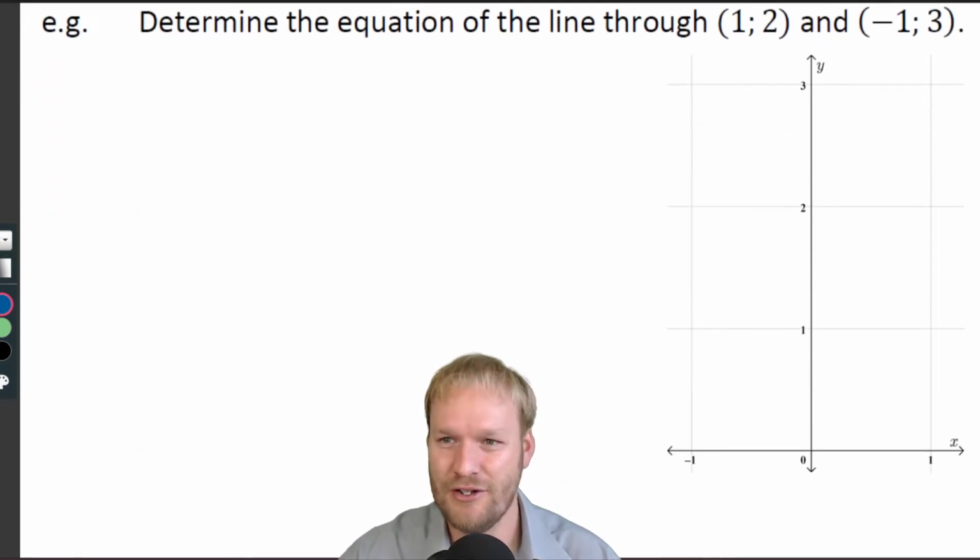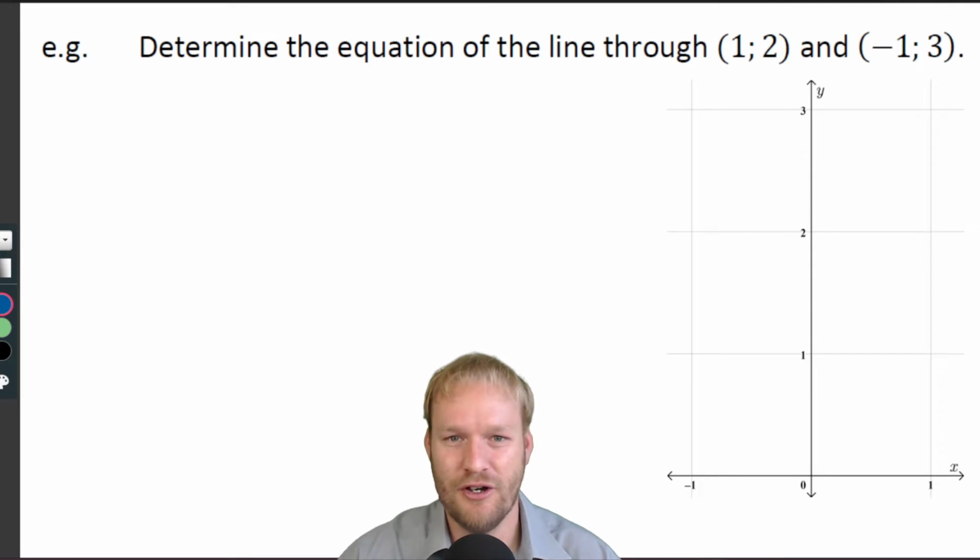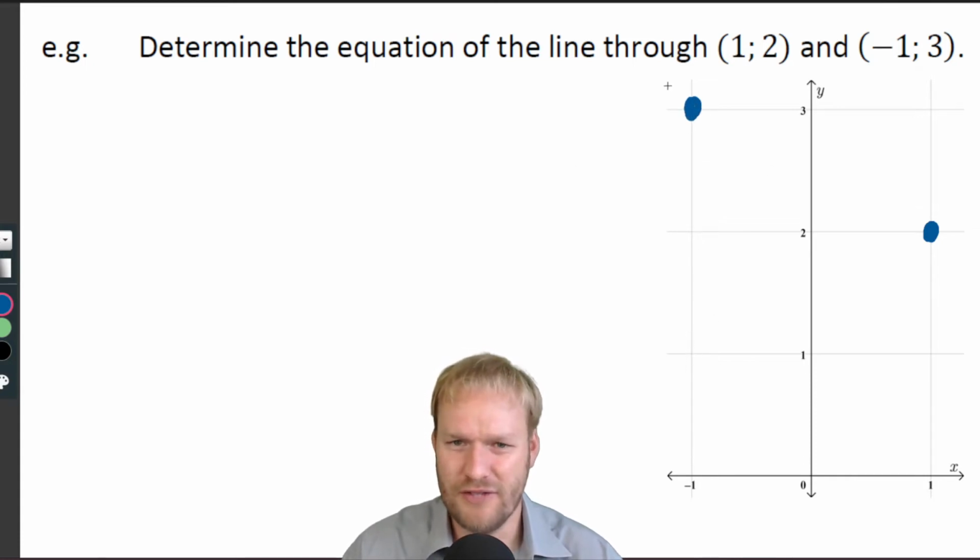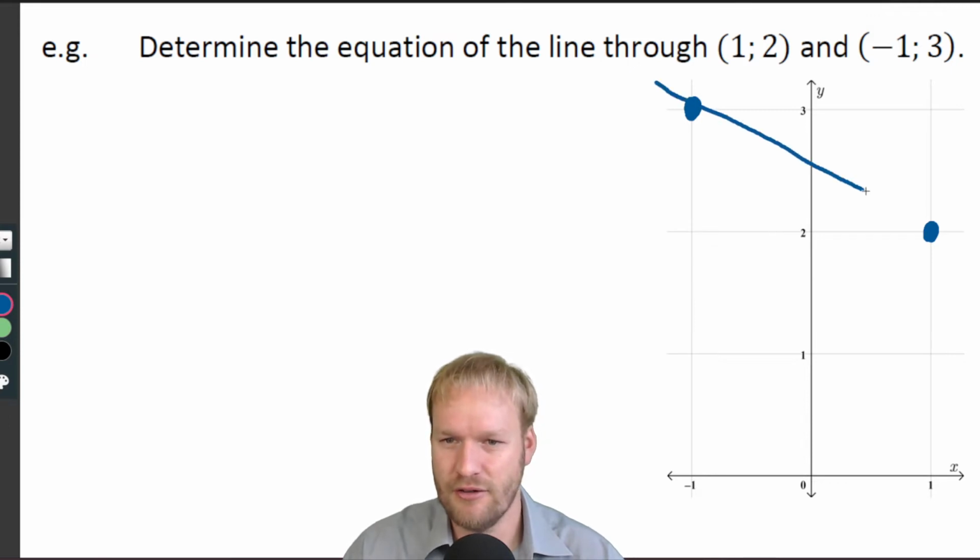First example: determine the equation of the line through (1, 2) and (-1, 3). What I've got over here is just a little set of axes so that we can draw and get a sense of what this line will look like. So if we've got (1, 2), then there's one of the points on the line, and (-1, 3), there's another point on the line. You've done straight lines before, so this is mostly revision. So we've got a line here.